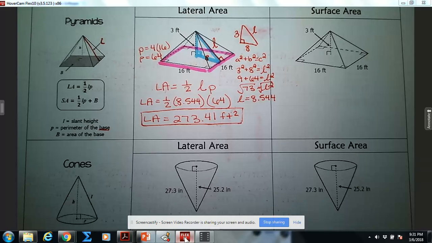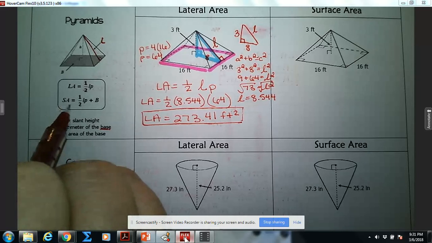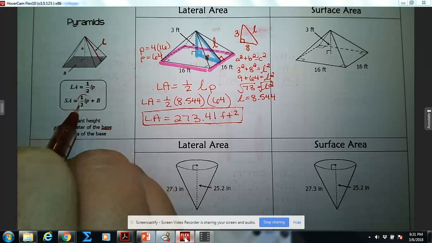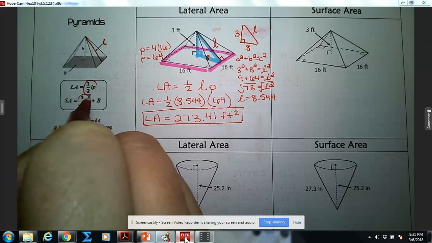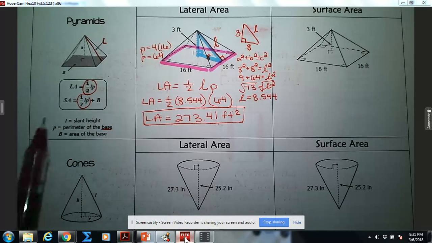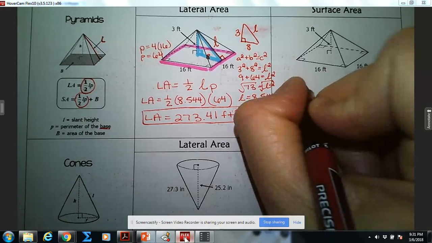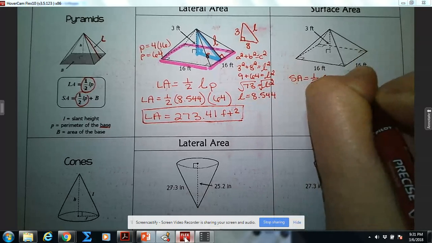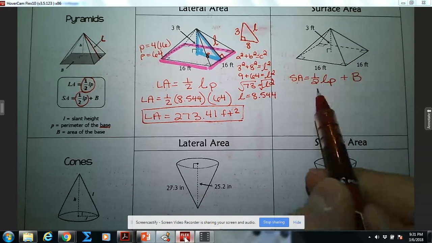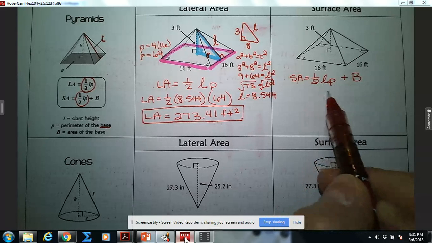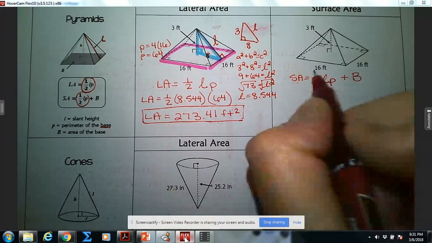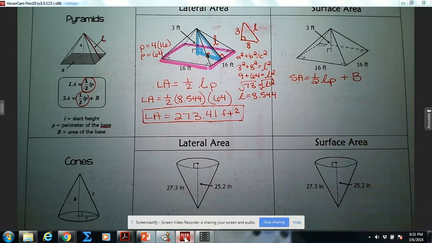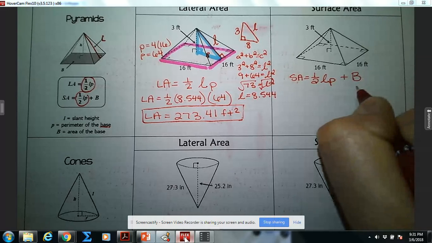Okay, so how does lateral area stretch a little bit further into surface area? Let's take a look at the formula. Surface area is the 1/2 LP, so that is exactly the same as the lateral area. We've done all that work already, plus a base area. Surface area, 1/2 slant height times perimeter plus the full base area. So we have already done all of this 1/2 LP over here in lateral area. So I'm just going to copy all of that down again in just a minute. Before I do that, we may need to do a little breakout session for the area of this base.